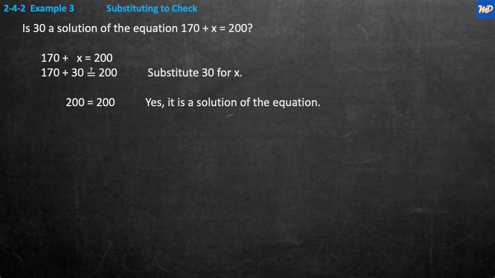So it says here, you take 170 plus x, is it equal to 200? Well, now you're going to substitute for the x, the 30. They ask us, is 30 a solution? So in order to find out if it's a solution, you have to replace the variable, in this case x, with the number they want you to replace it with. So 170 plus 30, is it equal to 200? You see my equal sign with the question. Is it equal to 200? Substitute 30 for x. Well, now it's just a matter of solving and simplifying, right? So is 200 equal to 200? The answer is yes. It is a solution of the equation.